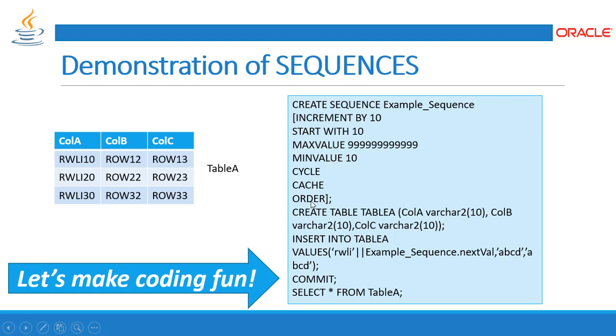cycle, cache, order. While creating a table, I'm just having a small, regular structure of table. Column A variable character type, column B variable character type, column C variable character type. While inserting the value, I'm putting it in RWLI, concatenated with the sequence and referenced with the next value. So this will get the value sequence dot nextval. That's the thing which we have to remember while using the output of the sequence. So let's try it in the coding and see how it goes.